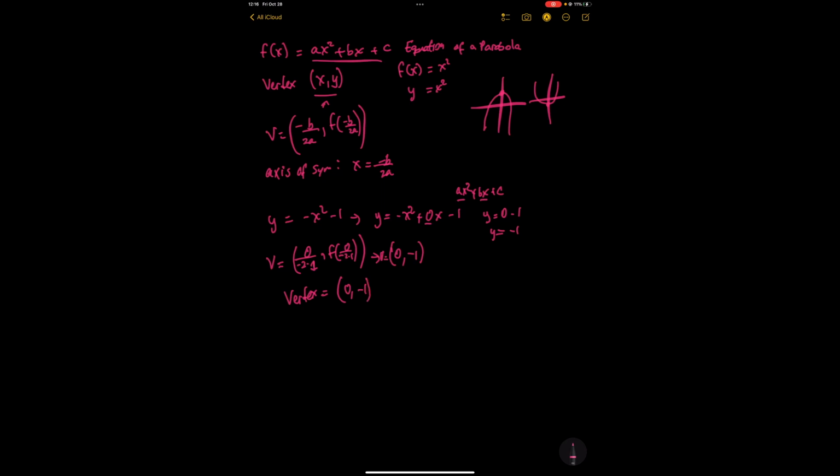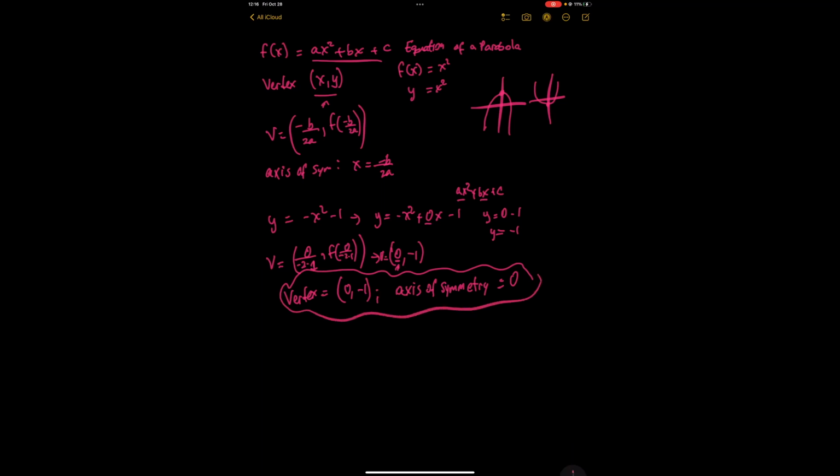Now, how do we actually find the axis of symmetry again? Well, the axis of symmetry is x equal to negative b over 2a. And we saw that. So basically, what is the axis of symmetry? It is equal to 0, because that's this one right here. So therefore, these are the two things you're looking for in the vertex.